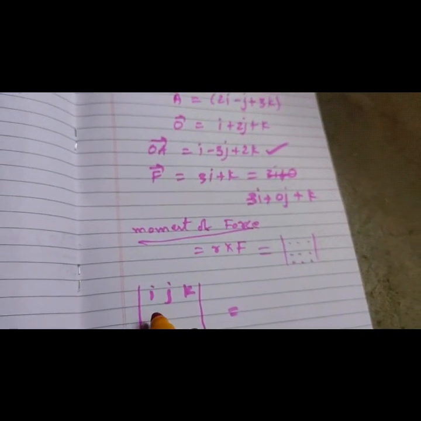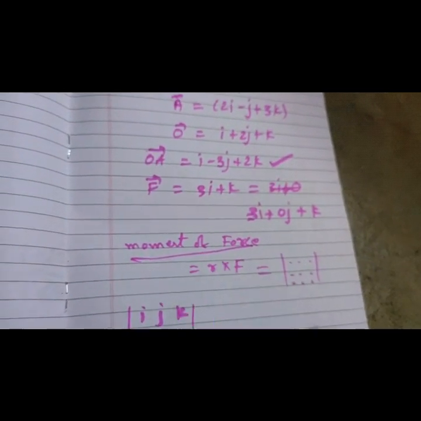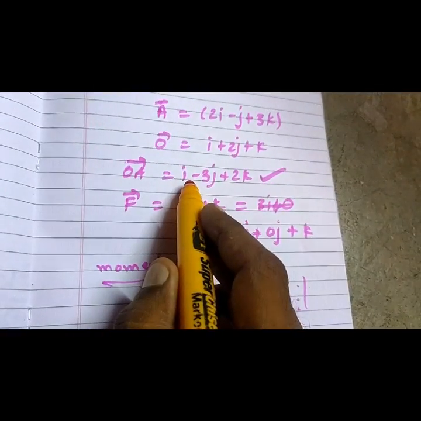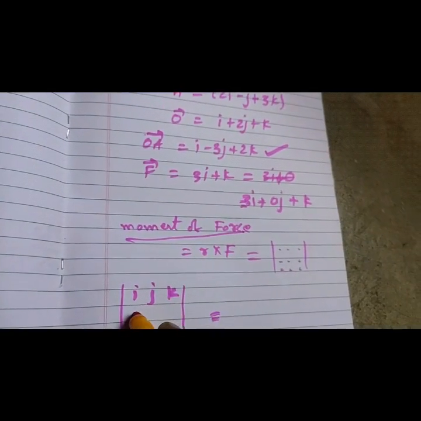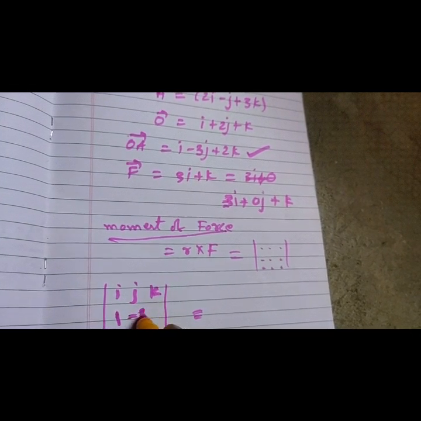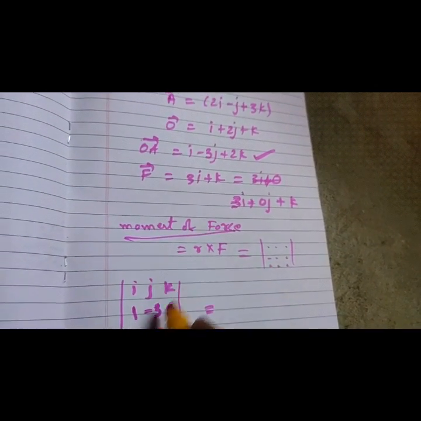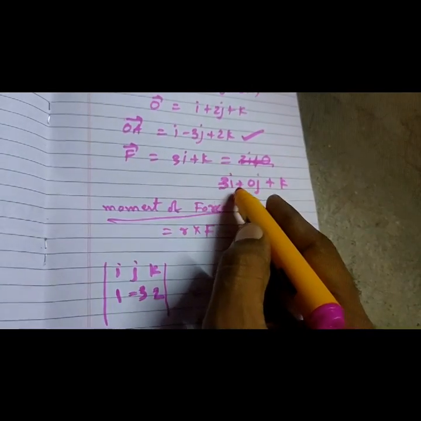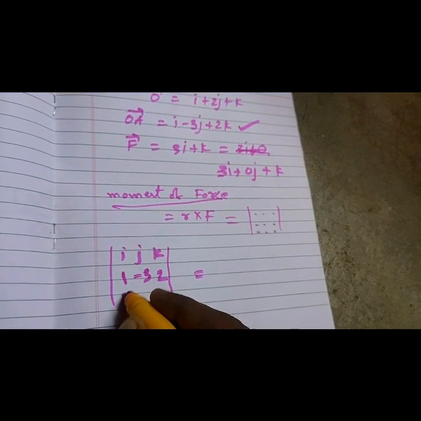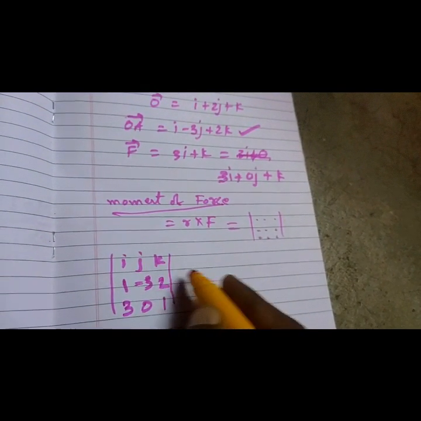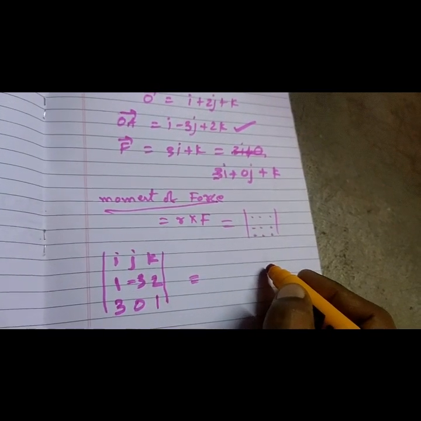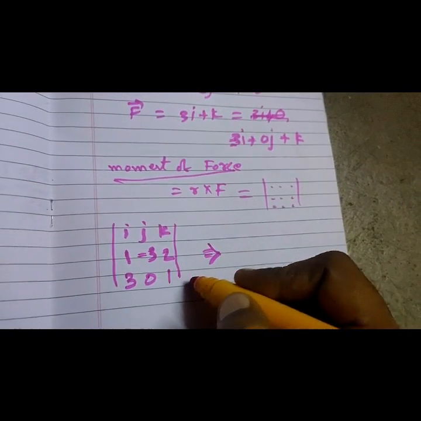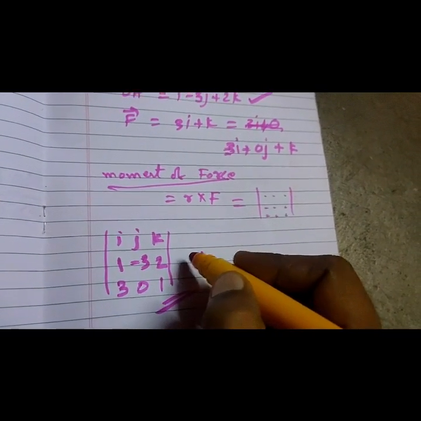So we'll write IJK first, then the R values, because it is R first here, right? The R value I got is this: I means 1, minus 3J means minus 3, 2K means 2. Force is nothing but 3I plus K, which I have written as 3I plus 0J plus 1K, right? So 3, 0, 1. I hope you know how to do this, right? So you will get something like I plus 11J plus 9K. Clear, guys? Just check it. I'm not sure, but once you do this determinant, you will find the answer.